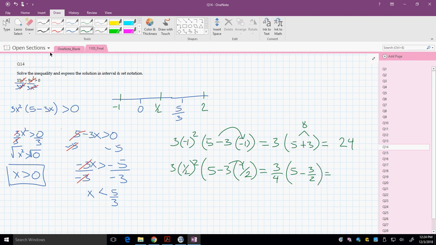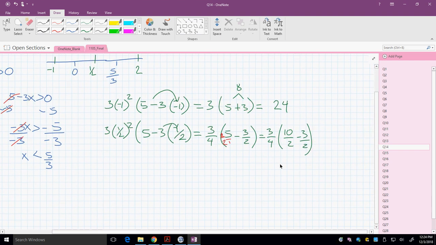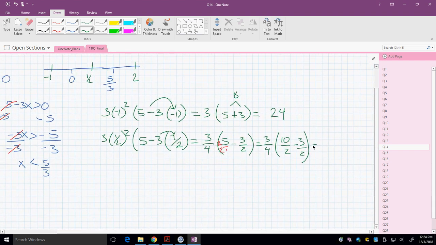In order for me to combine them, I have to multiply top and bottom by 2. Here's an imaginary 1, so it's going to be 10. I have 3 over 4, and here's going to be 10 over 2 minus 3 over 2. So I can subtract them, and I still have the 3 over 4 outside. 10 minus 3 is going to be 7 over 2. If I distribute this, I'm going to get 21 over 8.